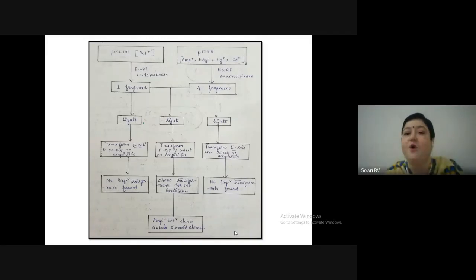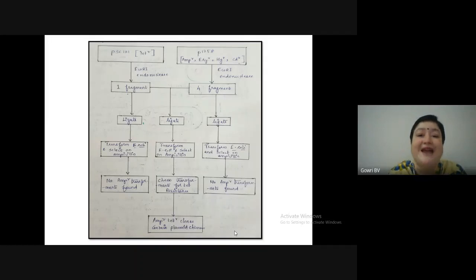On the other hand, go to the right hand extreme. P1258, 4 fragments, ligate, transform. So no tetracycline-resistant transformants are formed. There is a spelling error in the diagram, of course. There will be ampicillin resistance, but no tetracycline resistance will be there.